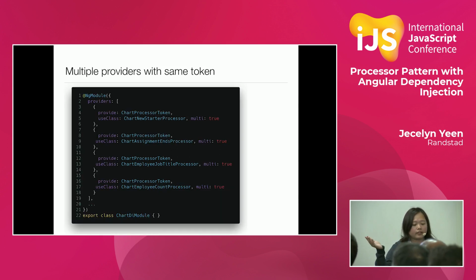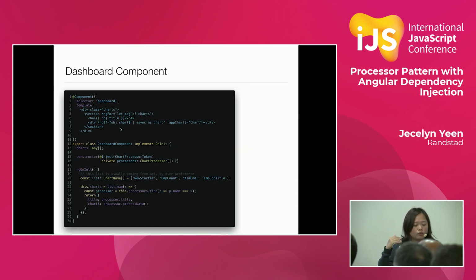Then in the same way, we just provide the charts processor tokens with different chart processors. After that, in our UI, how we display the charts is normally based on user permissions, the rights they have, and their configurations.